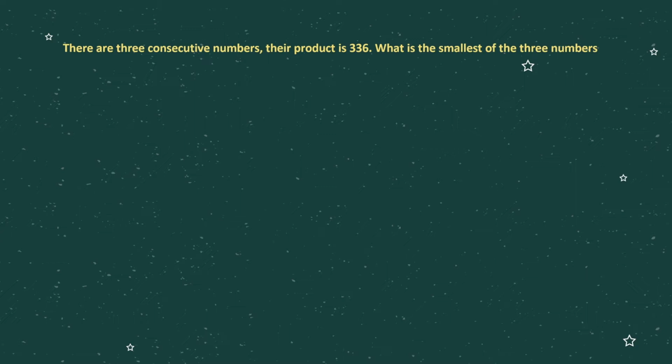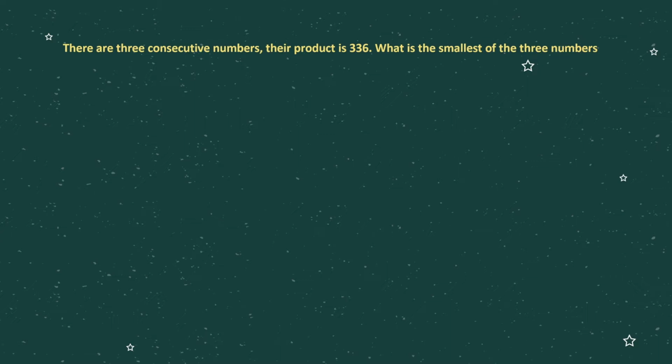Take a look at this example here. There are three consecutive numbers. Their product is 336. What is the smallest of the three numbers? Now, firstly, for those who don't know, consecutive just means that they are next to each other. So, for example, 1, 2, 3, or 4, 5, 6.